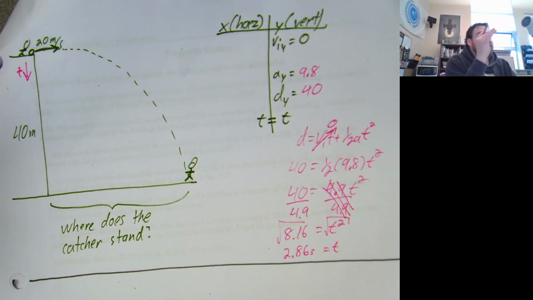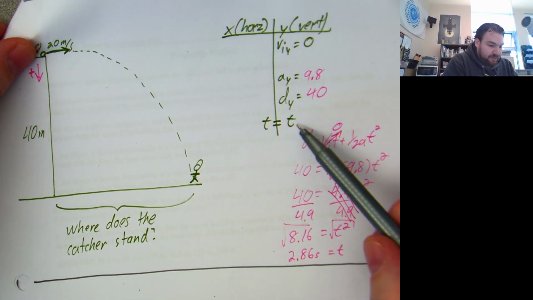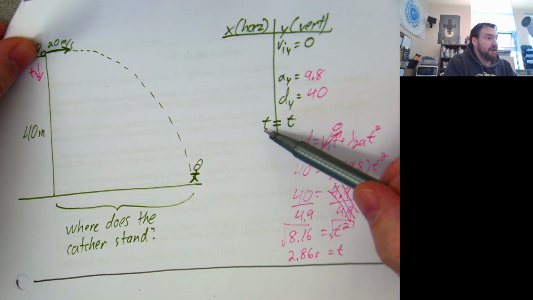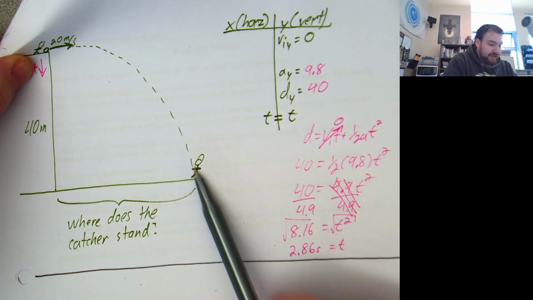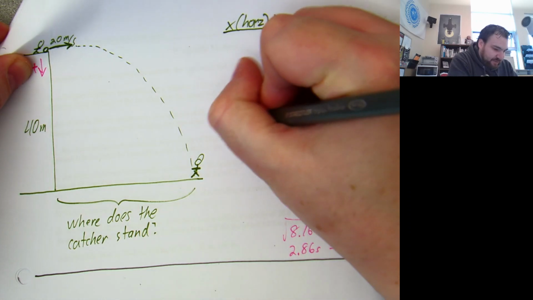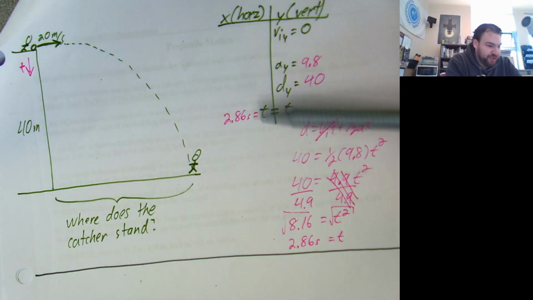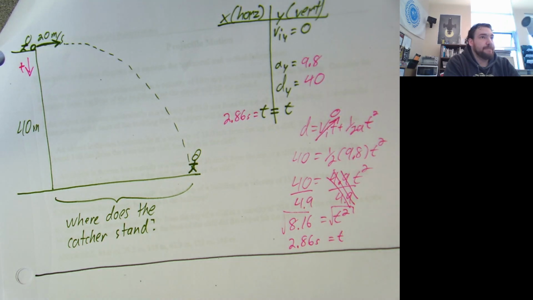And now the important thing to remember here is that the only universal piece is time. So if the vertical time was 2.86 seconds to drop, that's going to be the amount of time that this thing can travel horizontally. Because at that point, it's going to be at our catcher. So the time now in the x direction is going to be 2.86 seconds. What else do we know about the horizontal portion of the problem? Sorry? We know the VI.